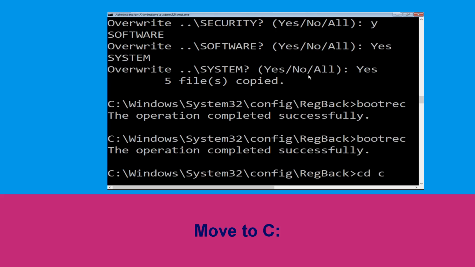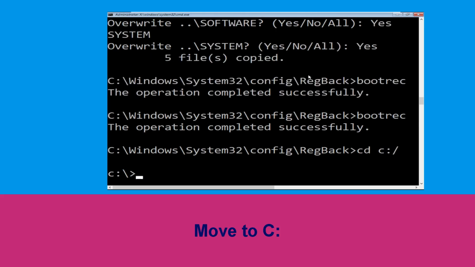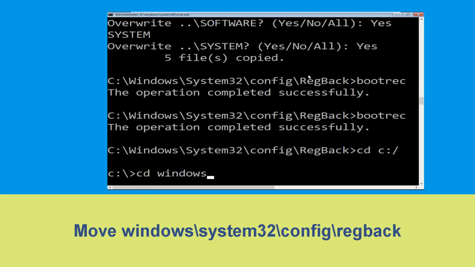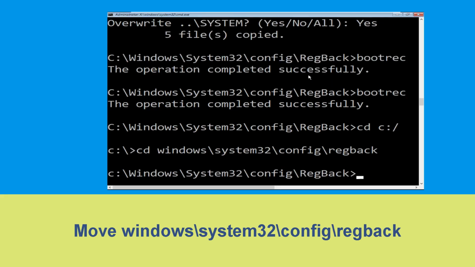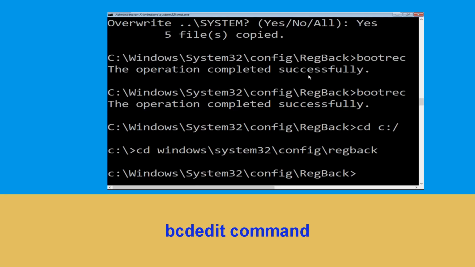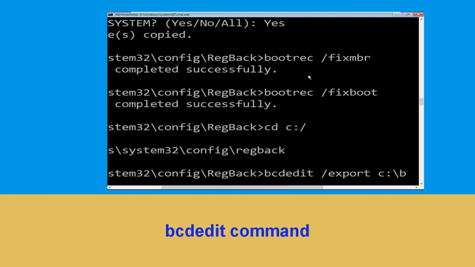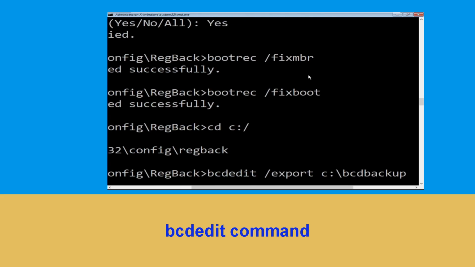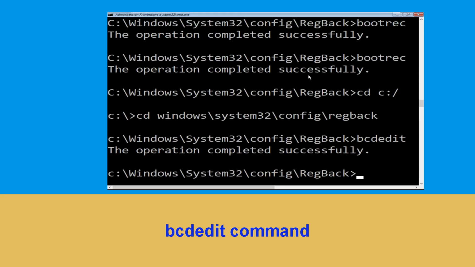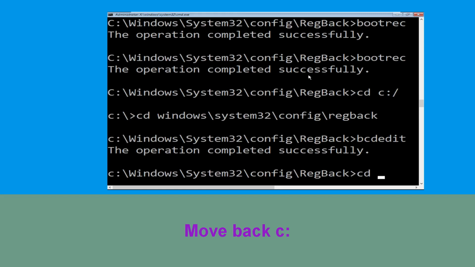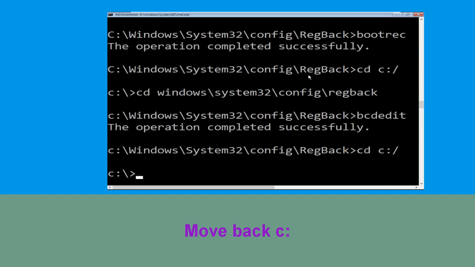Type cd space c:/ and hit enter. Now execute this command. Type cd space Windows/system32/config/regback, then simply hit enter to execute this command. Now type this command: bcdedit space /export space c:/bcdbackup, then hit enter. Type cd space c:/ and hit enter.